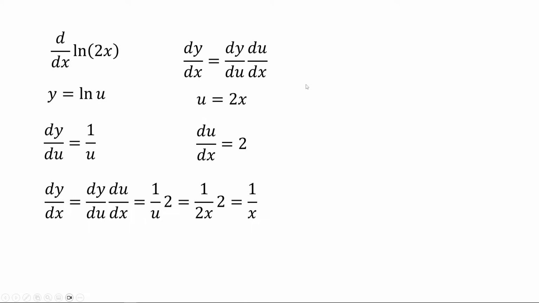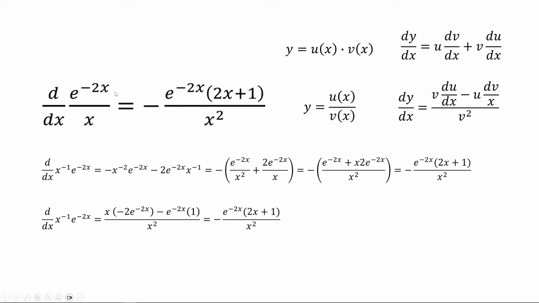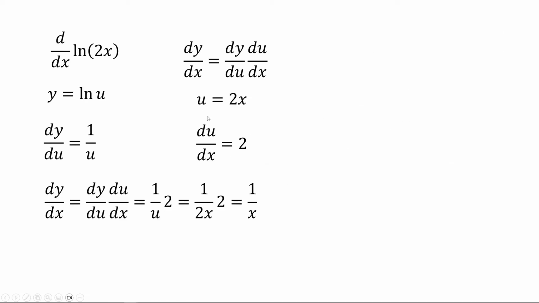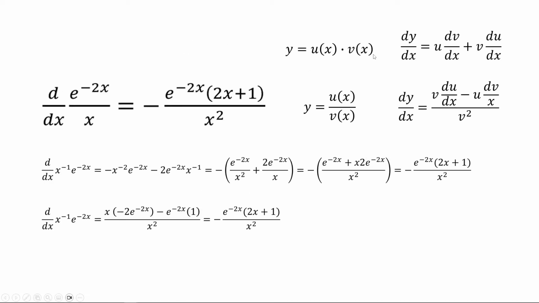If you don't understand the chain rule, here are the steps of the chain rule, so you can look at it in detail. If you don't understand the steps of the quotient rule, here I'm putting the steps for some of the practice problems, or I think this is a homework problem. That's for your homework problem. I'm showing you the steps, yeah.